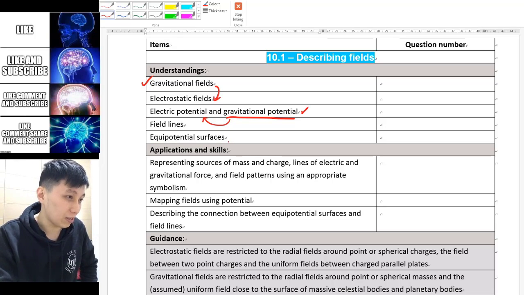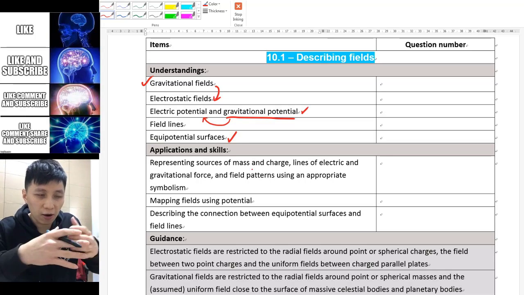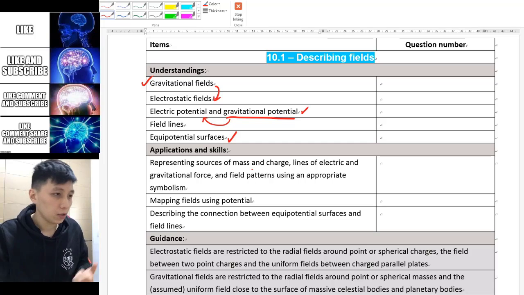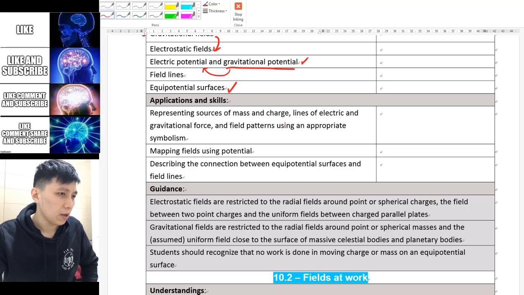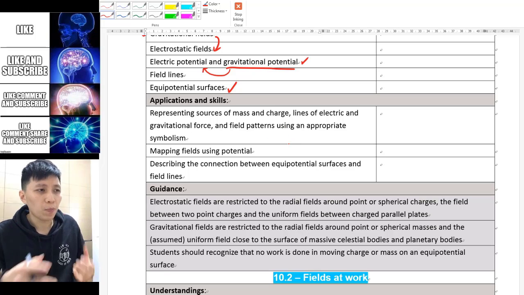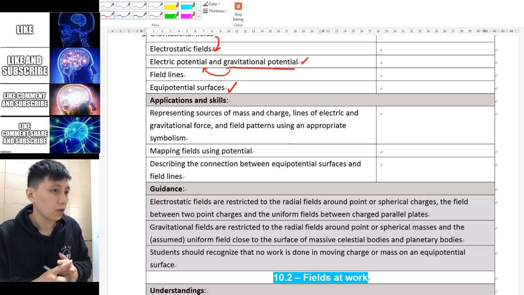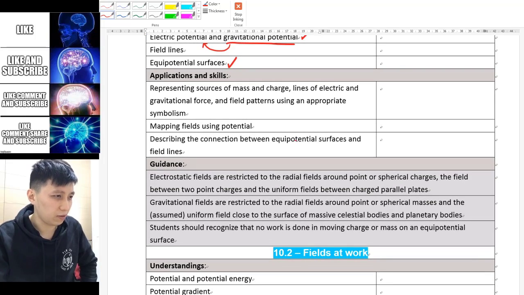Equal potential surfaces will be the line that joins the positions where they are of the same potential. So again, this can be applied to gravitational or electrical. In fact, you have learned it from gravitational already. Next, representing sources of mass and charges, line of electric and gravitational force, field pattern using appropriate symbolism. I think this is already done. So how you can use those arrows representing the field, knowing that they cannot cross each other, the symbols, etc. So I think that shouldn't be anything difficult.